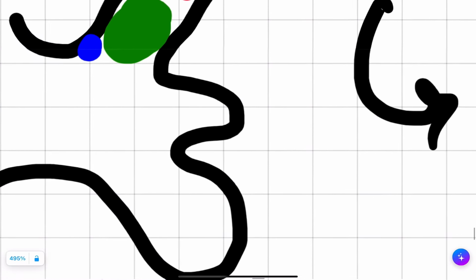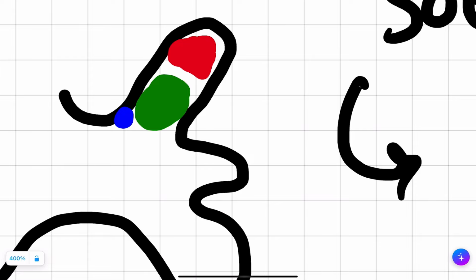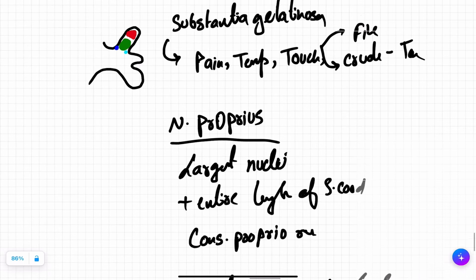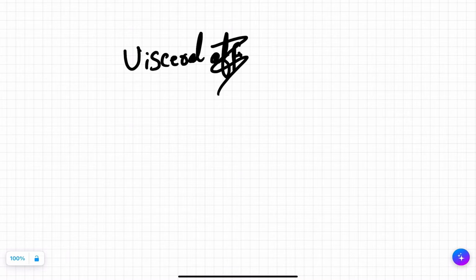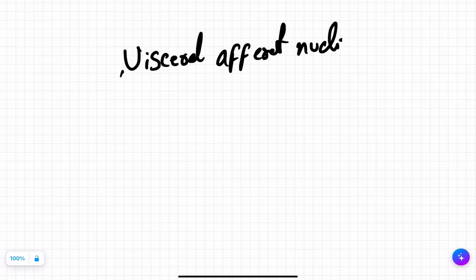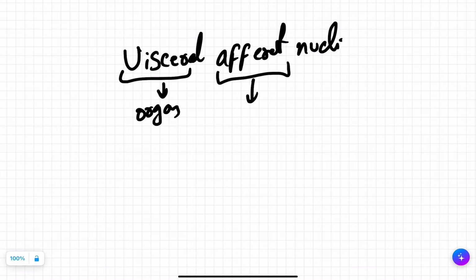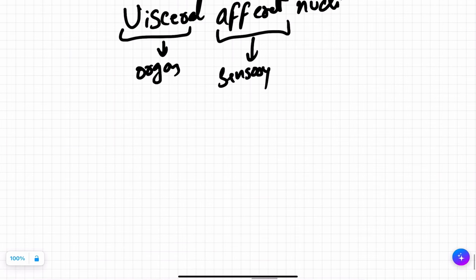Now, there will be another nuclei in the posterior horn, and the name of the nuclei is visceral afferent nuclei. Visceral means what? Organs. Afferent means what? Which is coming towards you. It means this is sensory, and nuclei means nuclei. So this will be receiving the sensation from the visceral organs.